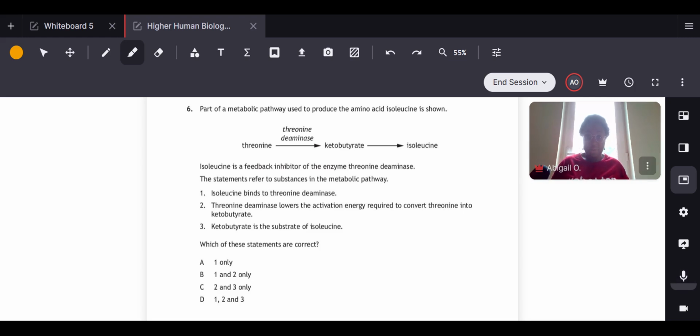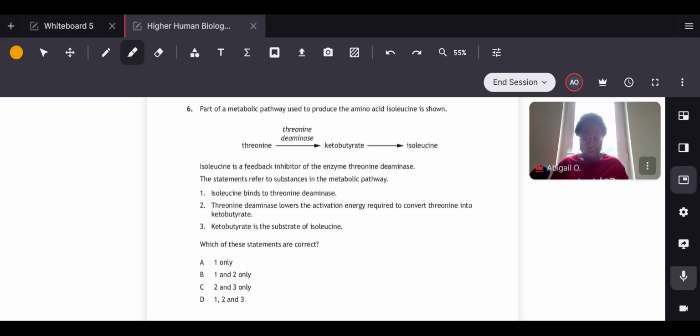Question 6. Part of a metabolic pathway used to produce the amino acid isoleucine is shown. I'm going to struggle to pronounce these words. Please don't judge me. So we have threonine and threonine deaminase, ketobutyrate, and isoleucine. And this is kind of showing our metabolic pathway here.